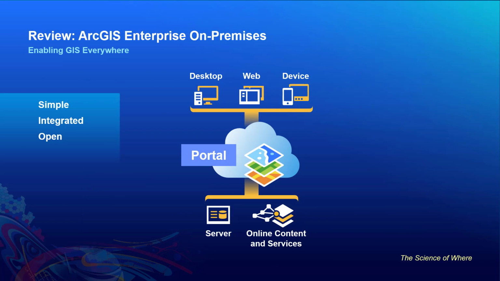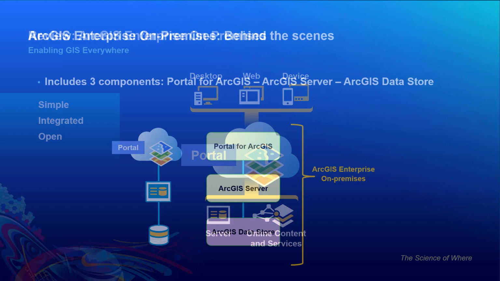So for a quick review here, let's talk about the ArcGIS Enterprise, the on-premises solution for ArcGIS. It's a simple, well-integrated and open type of system here, where we're connecting ArcGIS desktop and web applications and mobile devices together with your portal. Your portal's kind of the front-end presentation piece for the ArcGIS Enterprise, which includes your ArcGIS server on the back end, as well as your content and services that you're providing out to everyone else.